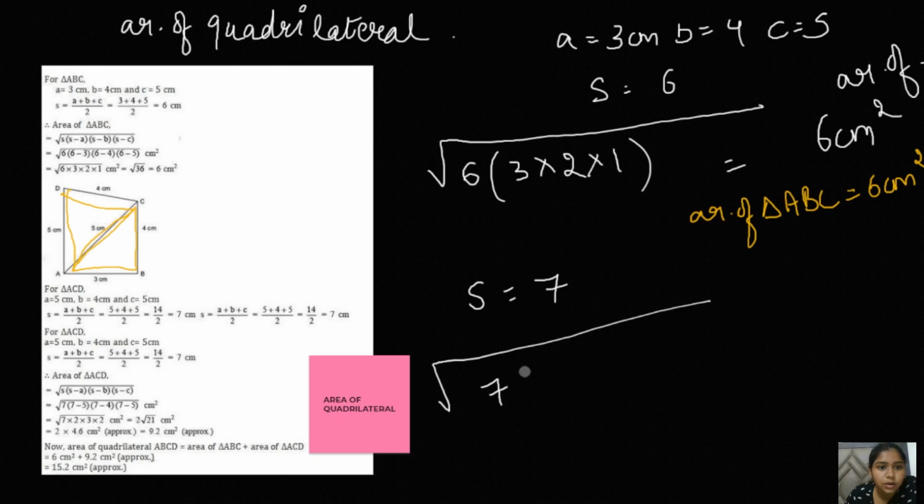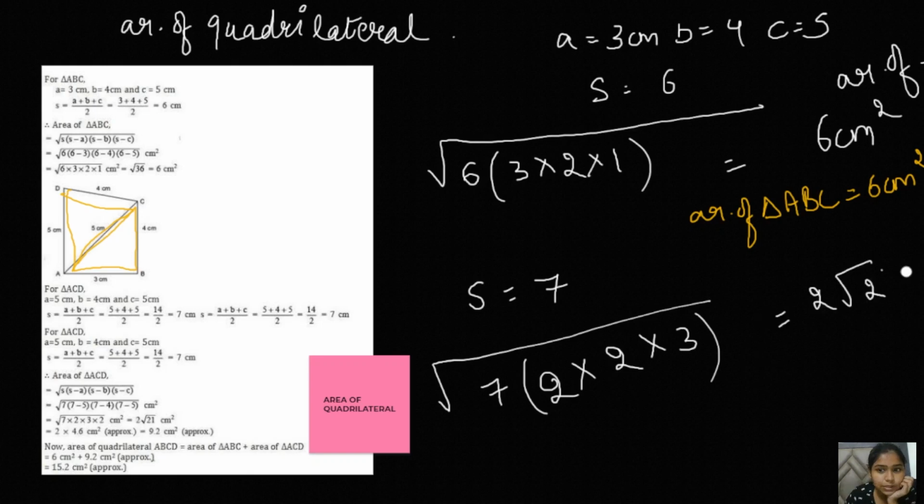7 minus 5 is 2. 7 minus 5 is 2. 7 minus 4 is 3. Right. Now 3 2s are 6, 3 2s are 6, 12 into 7, so that is 84, I guess. So by this we can find out that it will be 2 root 21 centimeter squares.